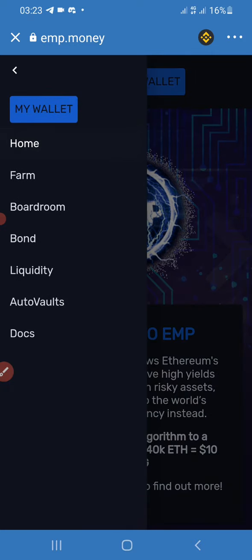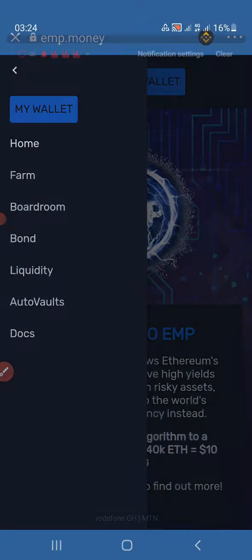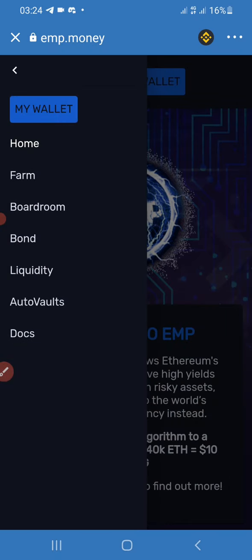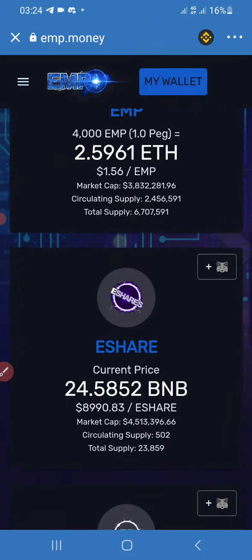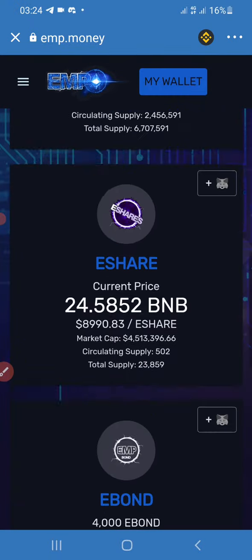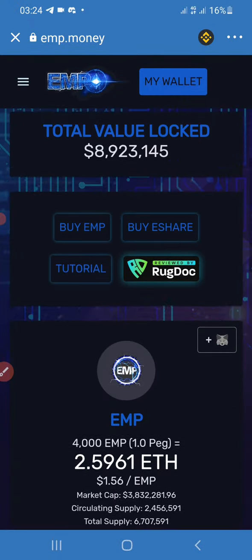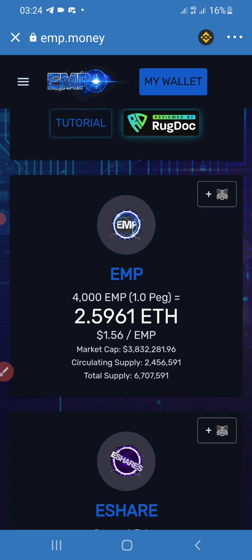8 million has been locked on the platform. Out of 8 million has been locked on the platform already. So you can see at this moment right now, it's already showing that 4,000 EPL token is now equal to 2.5 Ethereum, which means that EPL token is doing 2.5 times more, which means it's performing better than Ethereum.